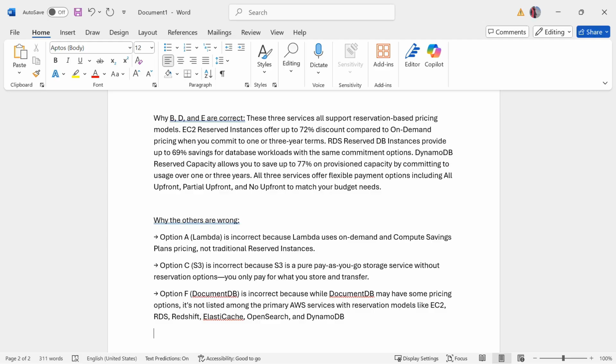Option A, Lambda, is incorrect because Lambda uses on-demand and compute savings plans pricing, not traditional reserved instances. Option C, S3, is incorrect because S3 is a pure pay-as-you-go storage service without reservation options. You only pay for what you store and transfer. Option F, DocumentDB, is incorrect because while DocumentDB may have some pricing options, it's not listed among the primary AWS services with reservation models like EC2, RDS, Redshift, ElastiCache, OpenSearch, and DynamoDB.